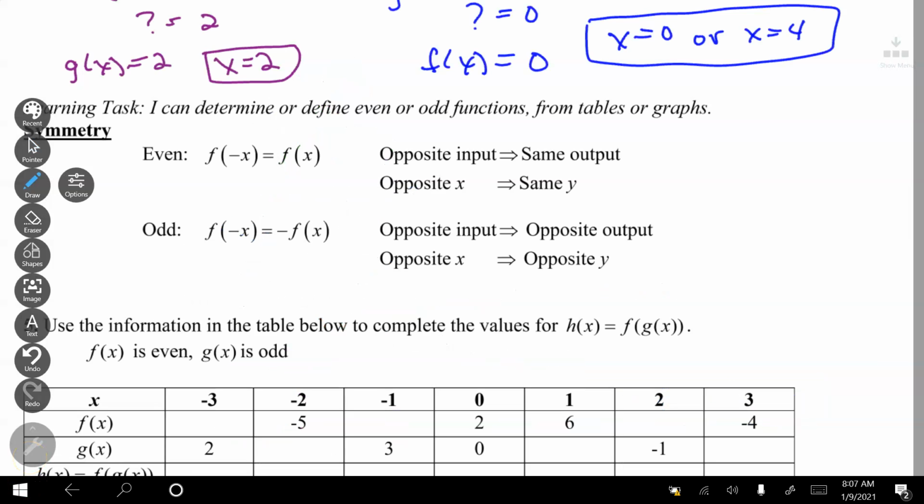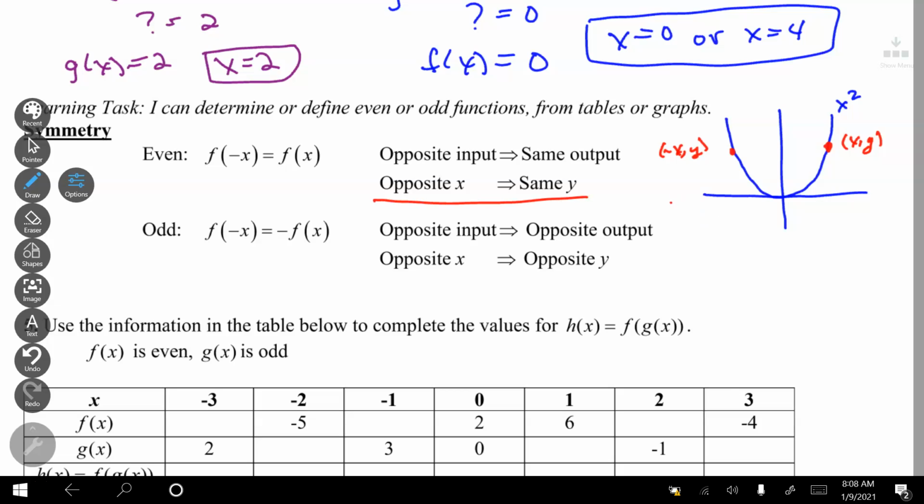Okay, so we're going to play symmetry of even, odd, or neither, and I think we understand that an even function from a graph, something like x squared, looks like this. We have something special going on, that this point x, y has this mirror point at negative x, y. So if you look carefully, I have opposite x's, but the same y value.